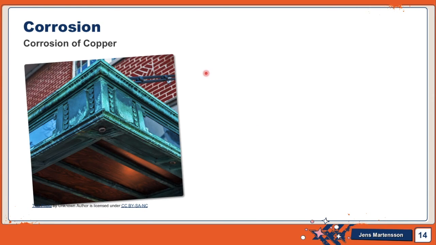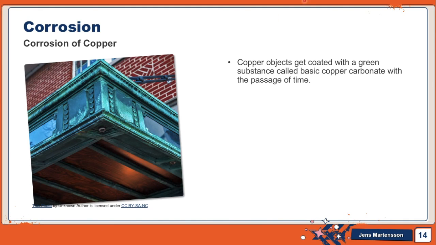So let's see the corrosion of copper, and I warn you, same problem with the definition. Copper objects get coated with a green substance called basic copper carbonate with the passage of time. 2Cu plus O2 plus CO2 plus H2O gives Cu(OH)2.CuCO3.